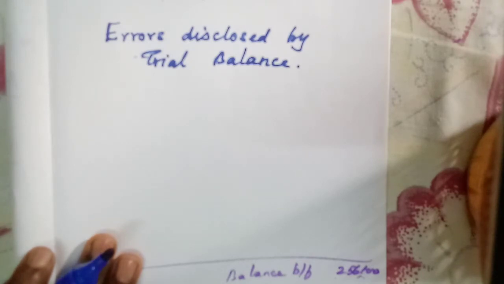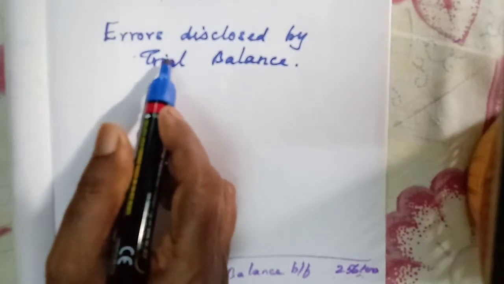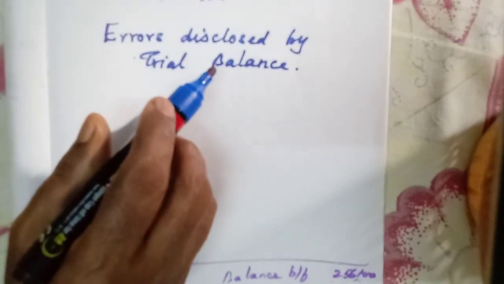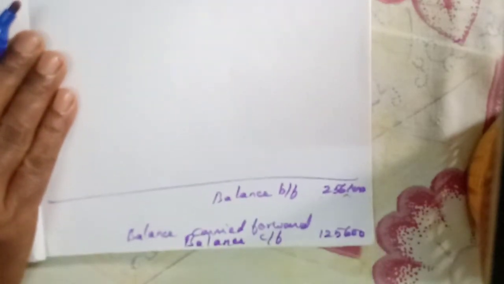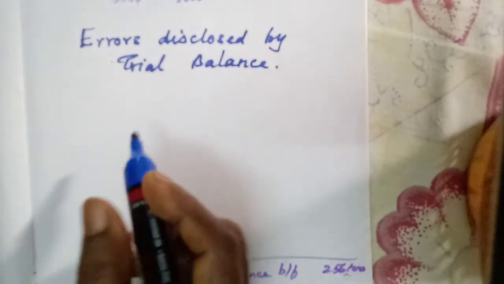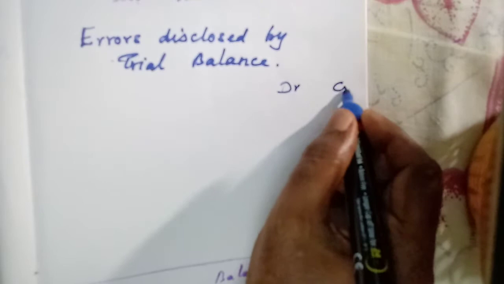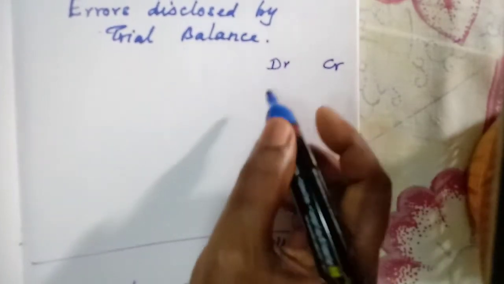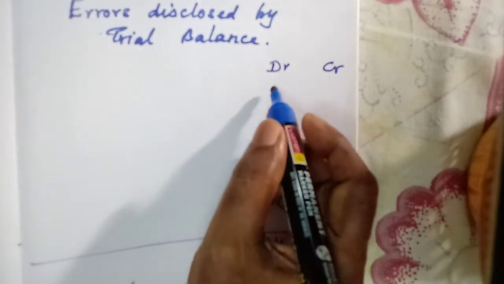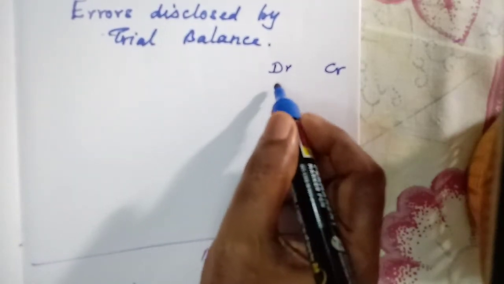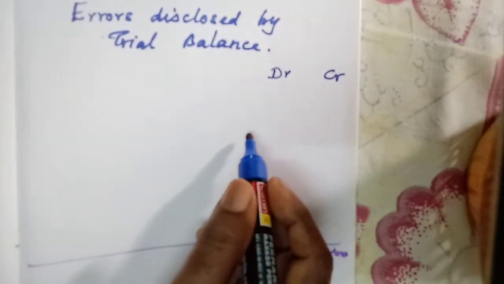Now we should learn what errors will be disclosed in the trial balance and what errors cannot be disclosed by the trial balance. We know we have already prepared the trial balance, isn't it? Trial balance has two columns, debit side and credit side, with total amount column, isn't it? If we make any error, for instance entering on the credit side instead of the debit side, it will not get tally, isn't it?